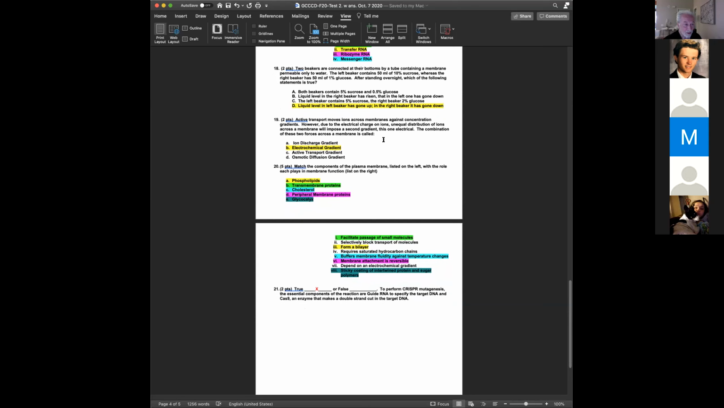Active transport, next question, number 19, moves ions across a membrane against a concentration gradient, but because ions carry electrical charges, there's usually an unequal distribution, which imposes a second gradient, which is electrical. And the combination of these 2 is called an electrochemical gradient.